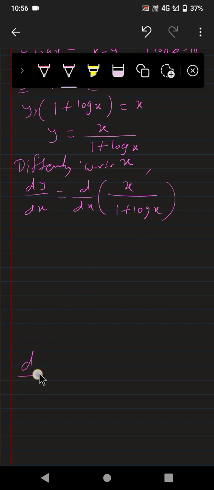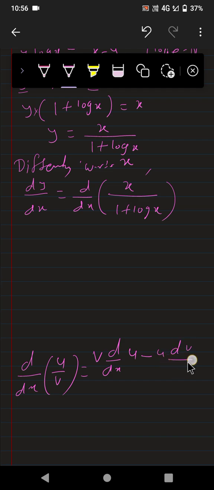We know the rule for d by dx of u upon v, numerator upon denominator. V as it is, derivative of numerator, minus u as it is, derivative of v, dv by dx, upon denominator square. So how to remember this rule? V as it is, denominator as it is, derivative of numerator, minus u as it is, dv by dx, upon v square.